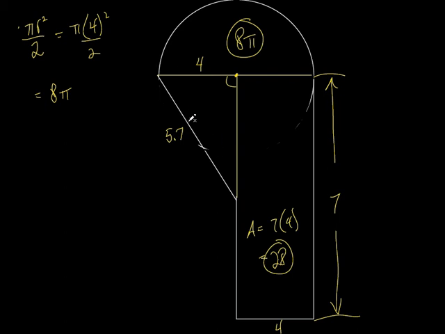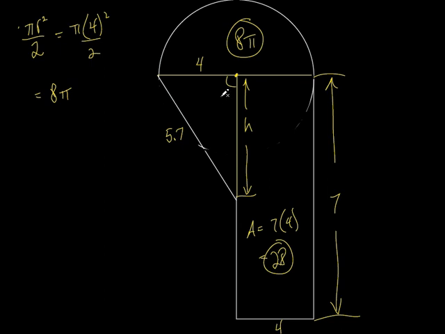5.7? 5.7 is the hypotenuse. Remember, the base and height have to be perpendicular to each other. So this would be the base. From here to here would be the height, wouldn't it? So that would be the height, and I have to find the height. So I'll do the Pythagorean theorem.